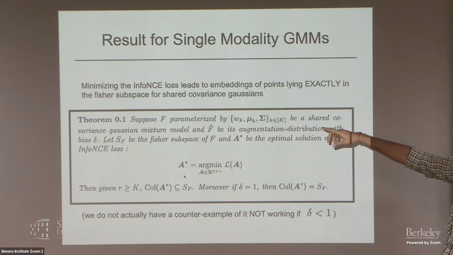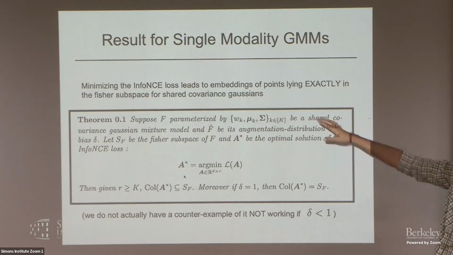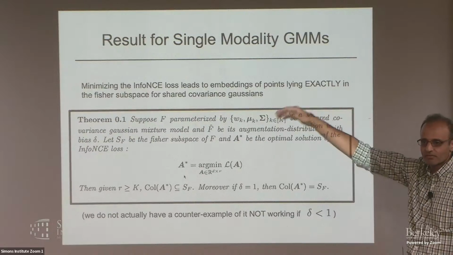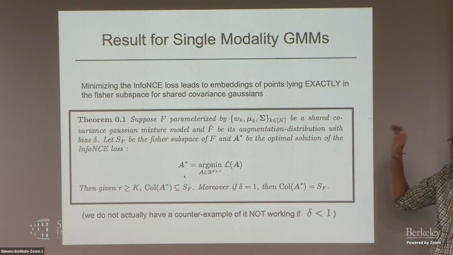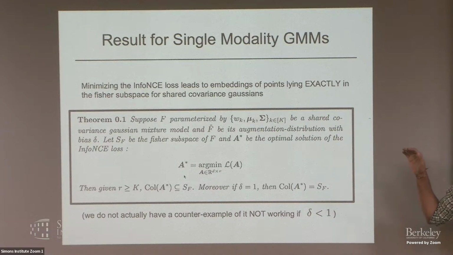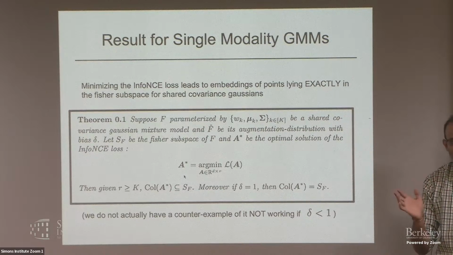Basically, the punchline is that if you do the InfoNCE loss, or the linear version of it, which I had mentioned in a few slides before, in the population setting, it leads to embeddings of points that lie exactly in the Fisher subspace for shared covariance, right? When delta is equal to 1. And when delta is not 1, it's kind of an approximation of the Fisher subspace. Okay, so let's see exactly what the theorem says.